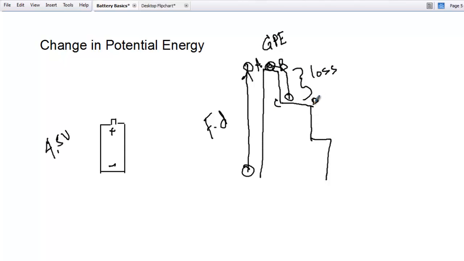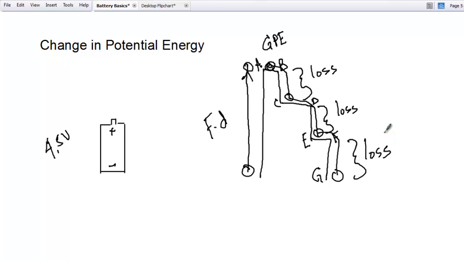If this corner of the stairs here from C to D, if the ball moves level across there, the potential energy doesn't change. If it goes from D to E, then again there would be another loss of gravitational potential energy as that ball moves to the next stair. From E to F there would be no change, and then from F to G, you can guess it, as the ball goes down there, there'd be another loss of energy.